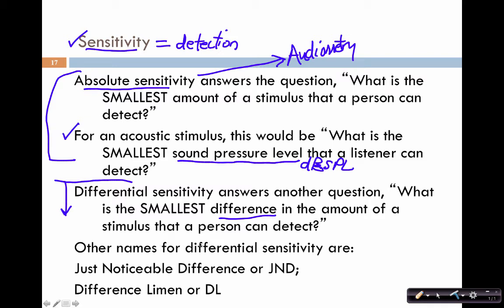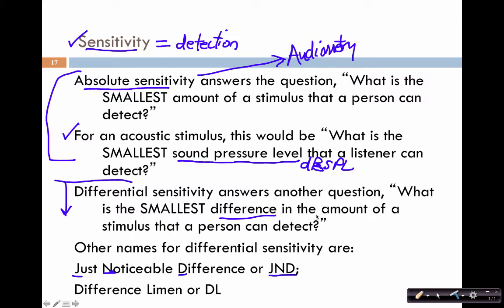And in the literature and in your textbook, there are several other names for differential sensitivity. One of them is the just noticeable difference, and so therefore you might see this as a JND. Sometimes it's called a difference limen or DL. And in any of those cases, those refer to the least amount of a difference that someone can detect.